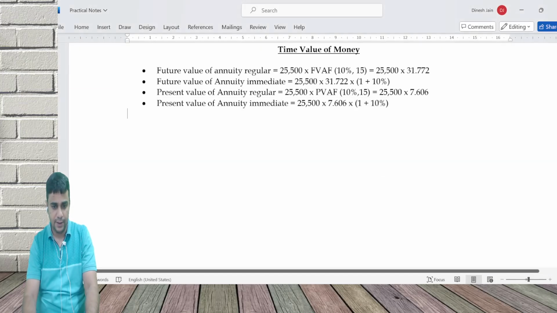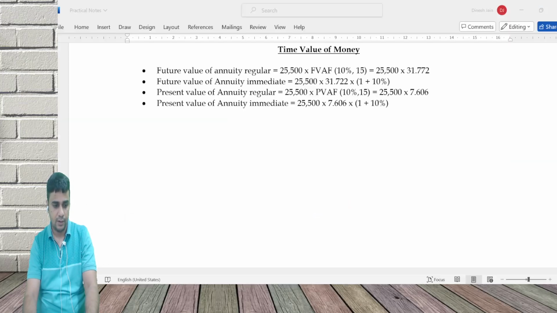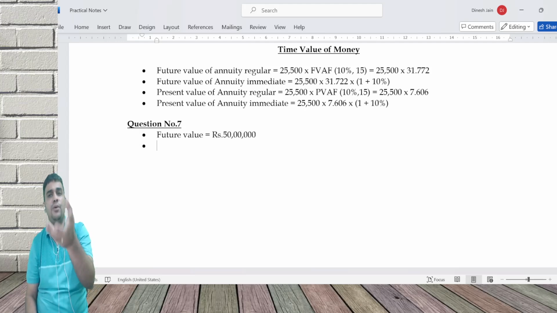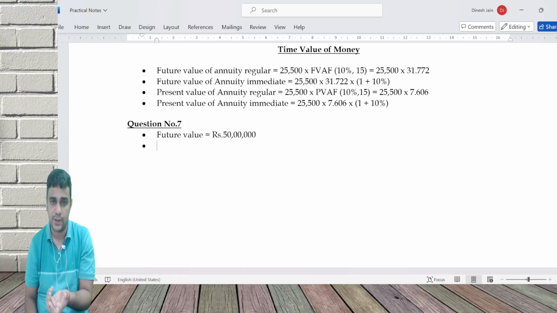Future value needed. How much money do we need? 50 lakhs. See, I can come to you and say that I am planning to retire after 10 years and I need 2 crore 50 lakh rupees. Can you please tell me what should I invest? So that's a practical application of this concept.